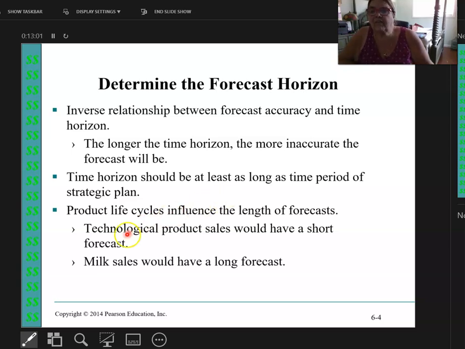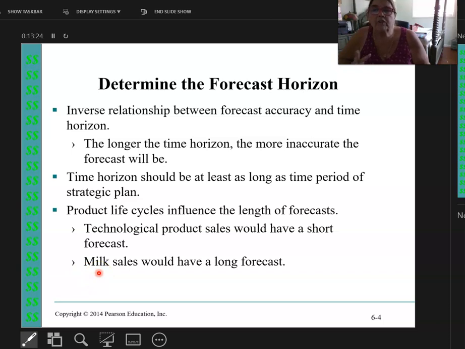If I have something that's technological, then I want to do a short forecast because technology is constantly changing. So what's good in 3 months may not be good in 3 years. Okay? Some things don't change no matter what. Milk is milk is milk. Always will stay the same.